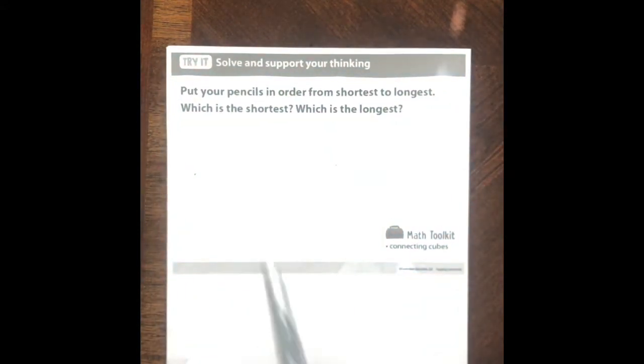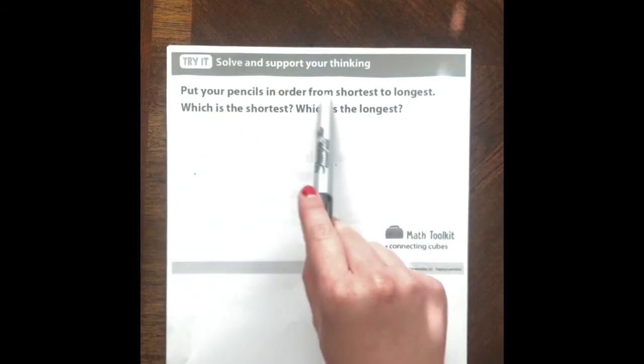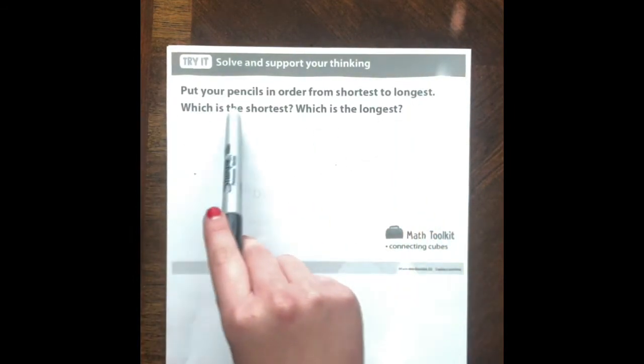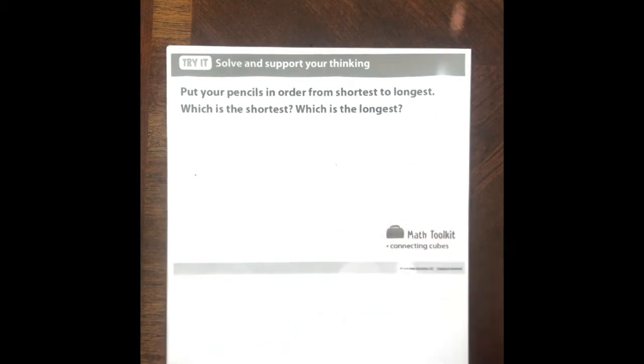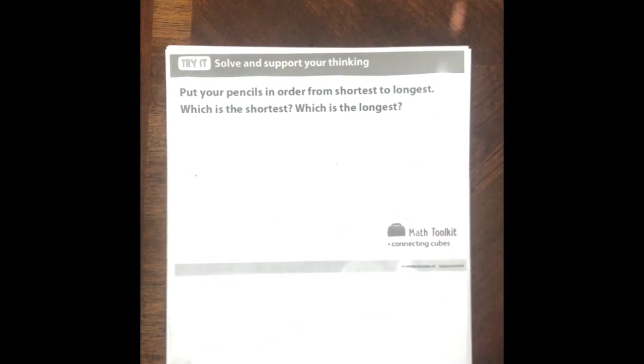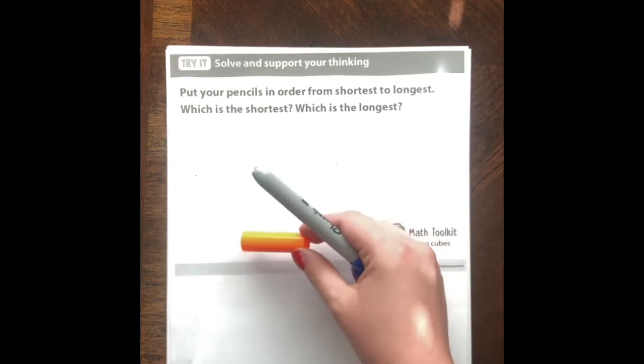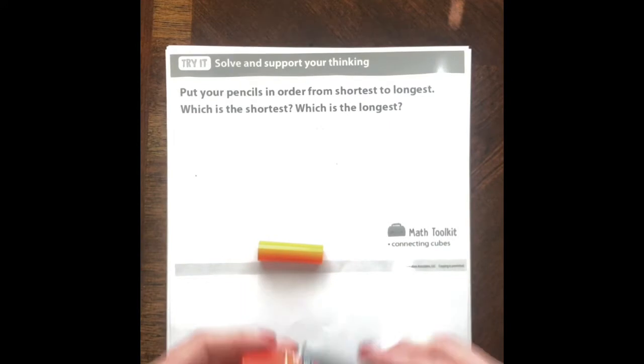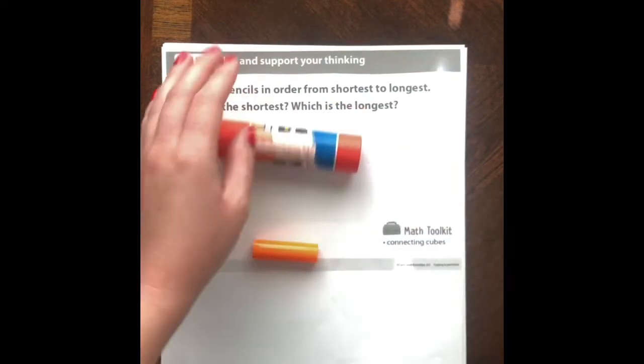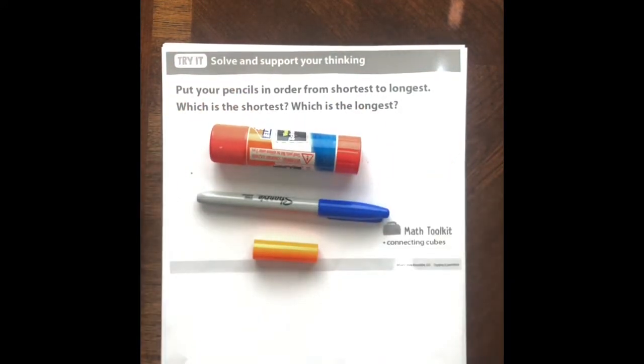Next, we are asked to put your pencils in order from shortest to longest. Which is the shortest, which is the longest? So, what we can do is, I'm going to use these three objects. I have a marker cap, I have a glue stick, and I have a marker. I need to put these in order from shortest to longest.